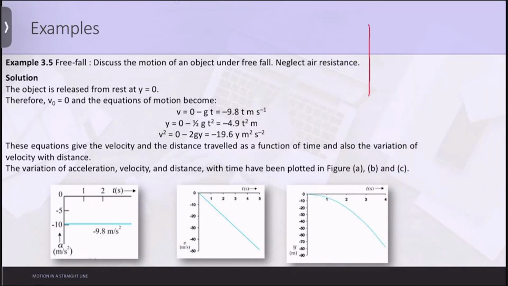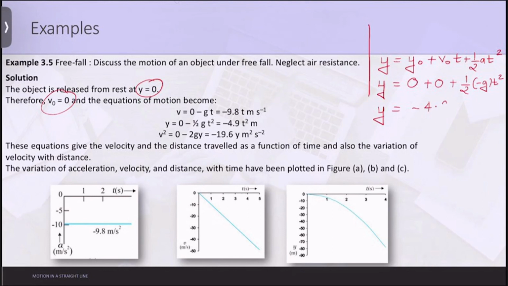Next, what is the second relation? It is y is equal to y naught plus v naught t plus half a t square. What will be the displacement? The initial value of y is 0, the initial velocity is 0, so y is equal to 0 plus 0 plus half into minus g t square. 9.8 by 2 will give 4.9. So y will be equal to minus 4.9 t square. This is the second relation.